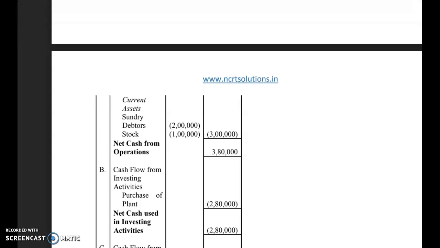If it comes in minus, we will use the words cash used in the operation or cash lost in the operations. Now, the second item we will discuss, that is cash from investing activities.